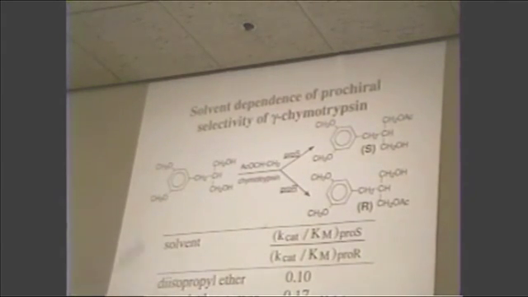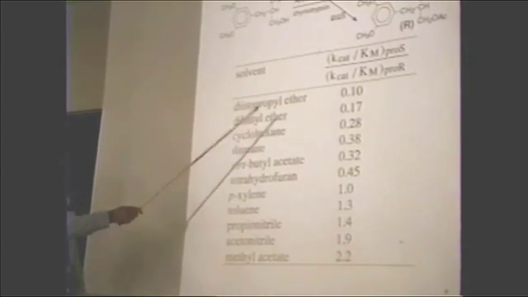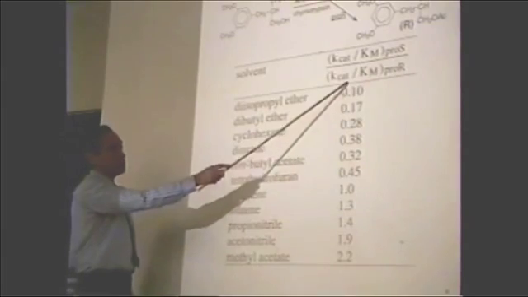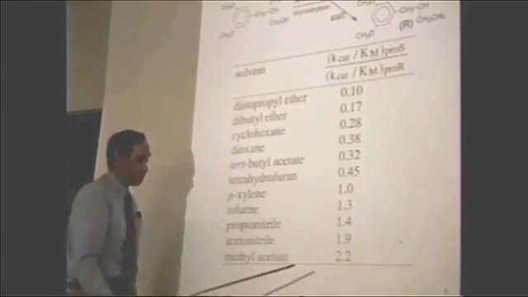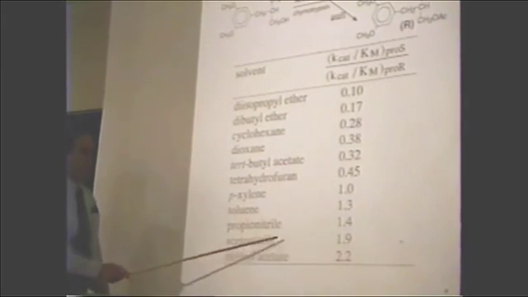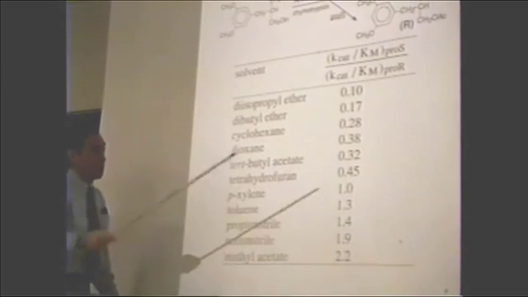Now, by definition, the prochiral selectivity is defined as k cat over Km in the pro-S route to k cat over Km in the pro-R route. And we did it in a bunch of organic solvents, and the data are shown here. Once again, see in diisopropyl ether, dibutyl ether, cyclohexane, the ratio is much less than one, meaning that the pro-R route, that is this route, is preferred. Whereas if you go to methyl acetate, or acetonitrile, you can see that the pro-S route is preferred by a factor of approximately 2, okay?